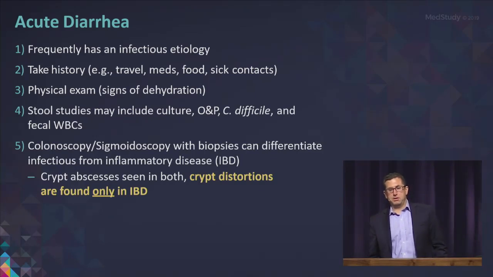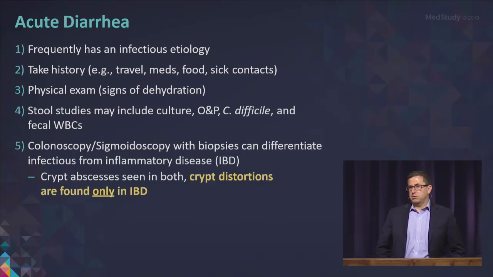Acute diarrhea specifically, it's often infectious, so you have to take a good history, including travel, sick contacts, etc. It's important to do a physical exam to assess for signs of dehydration. Generally, you're going to send off stool studies that would include a culture, ova and parasites, C. diff, and fecal white blood cell count.